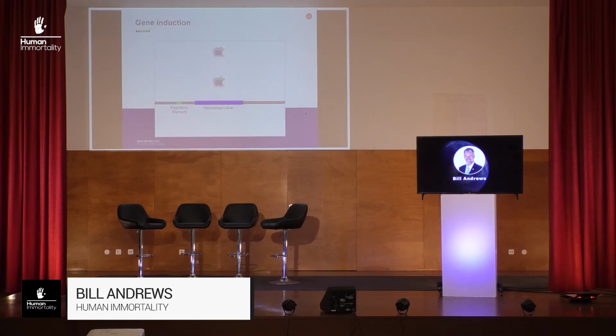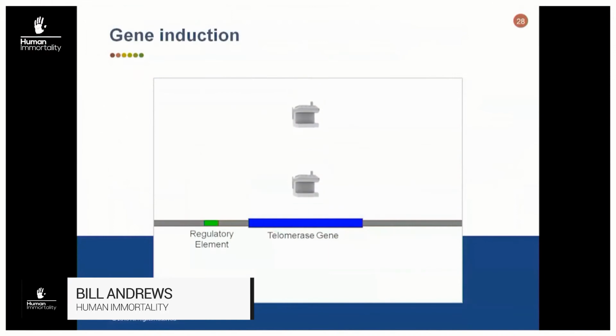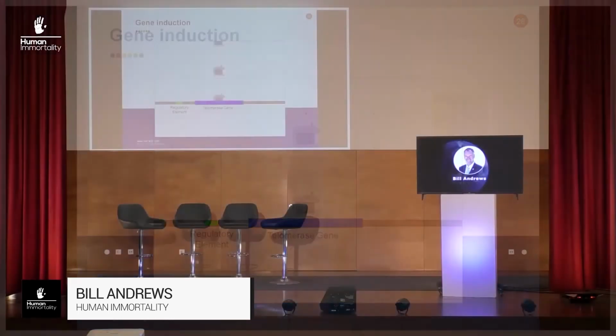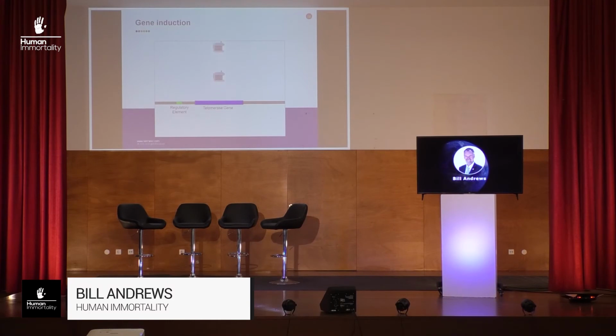Okay, so how do we do this? Telomerase is encoded by a gene, just like our eye color and hair color is. This gray bar is showing the chromosome. The blue thing is actually the gene, the telomerase gene. And next to every gene is a regulatory element. All genes are turned on and off like light switches, but think of it more as a dimmer switch. You can turn it off a little bit, you can turn it on a little bit, turn it on more. All the genes have this ability to do.